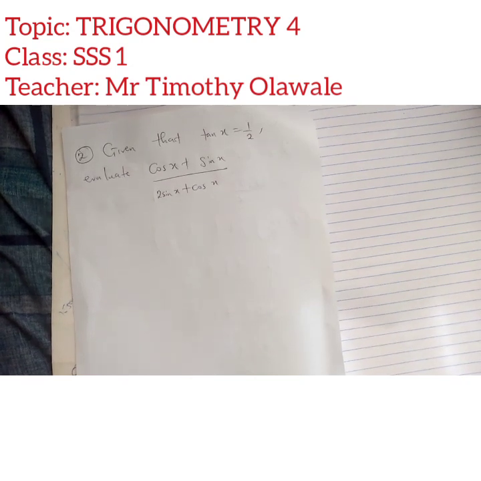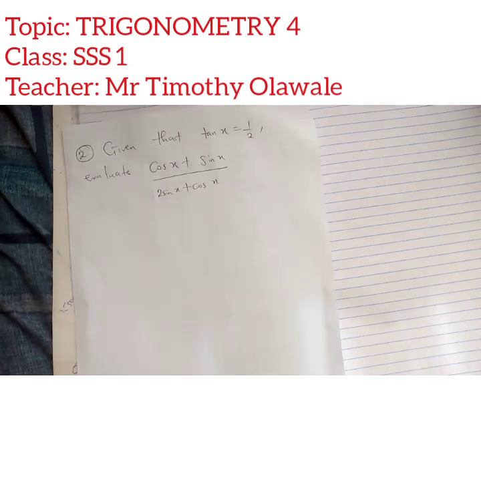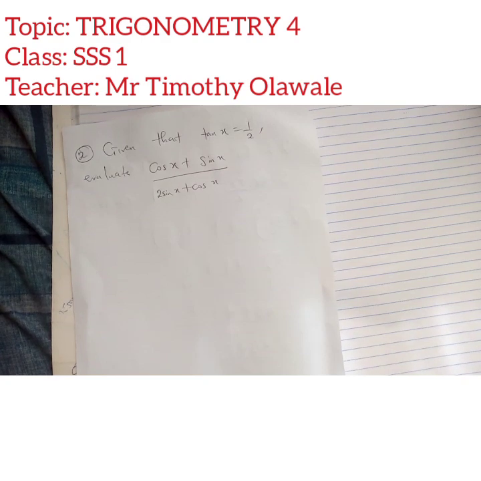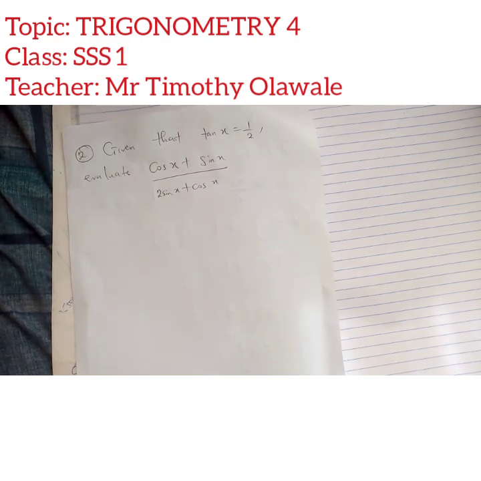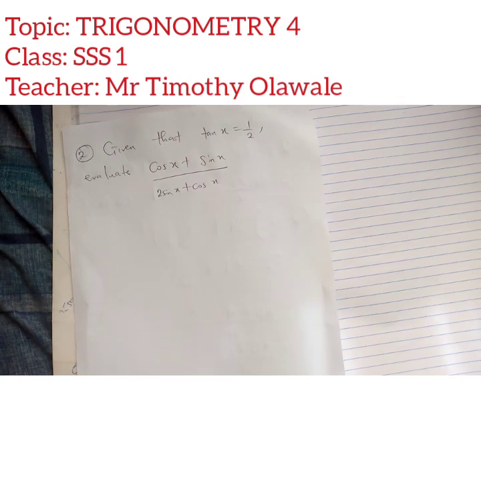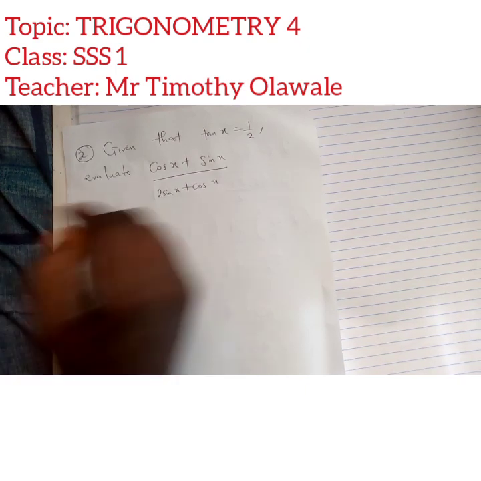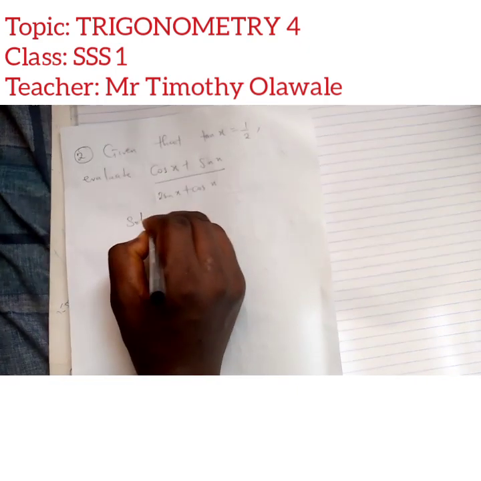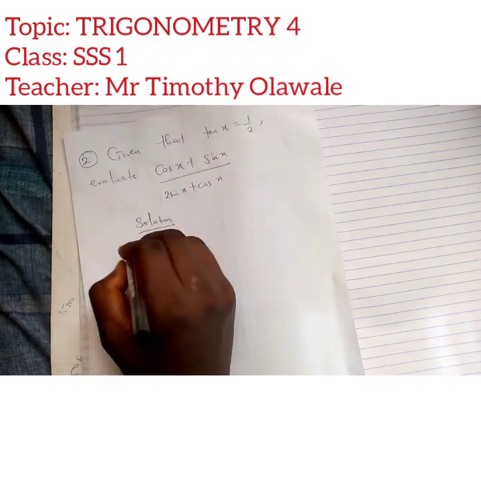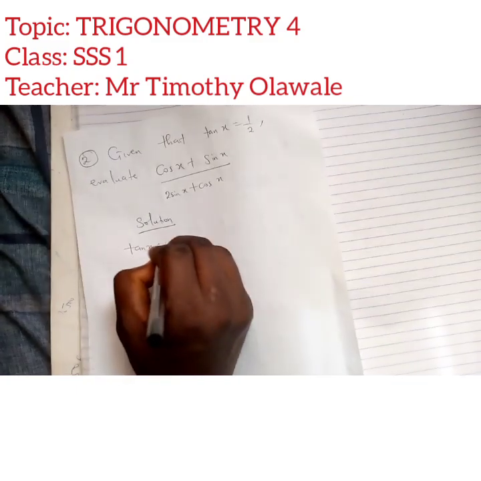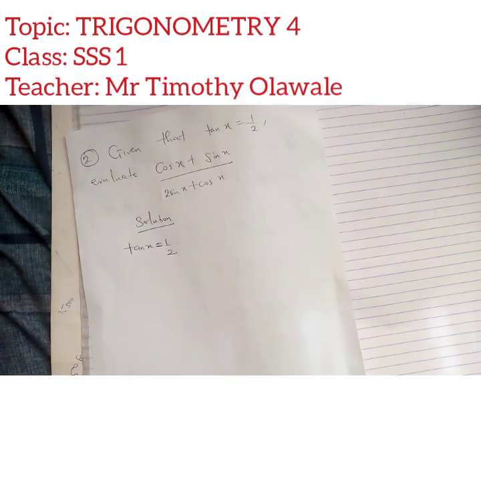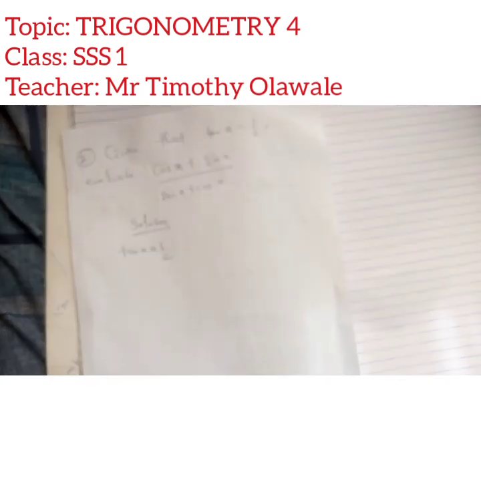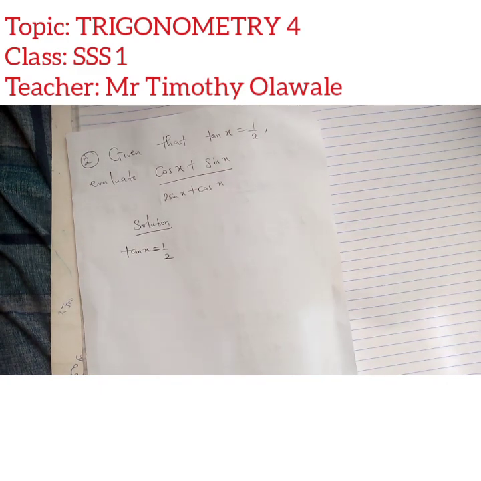The question says, given that tan x equals half, evaluate cos x plus sin x over 2 sin x plus cos x. All right, so we have the solution. Tan x equals 1 over 2. Pay attention, please. Tan x equals 1 over 2.